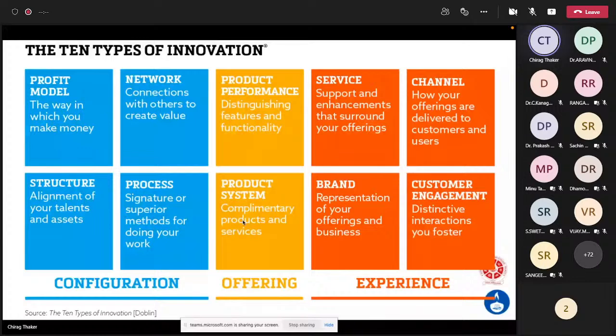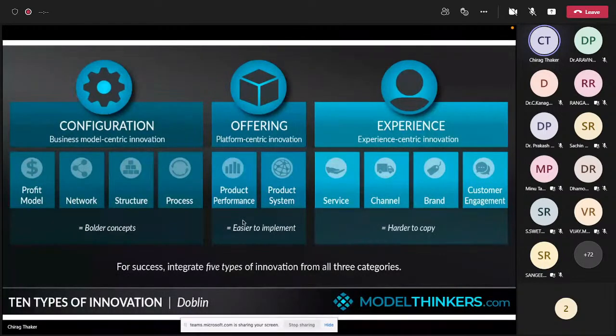So these are the 3 main types of innovations: configuration, offering, and experience. There are 3 categories. Configuration: profit model, network, structure, and process. It is all about bolder concepts. Product performance and product system are easier to implement, and focus on platform-centric innovation. Experience-centric innovation is service, channel, brand, and customer engagement. I give you the example. Service: Ola or Uber; channel: Amazon or others; brand: Apple is a brand; customer engagement: Facebook, WhatsApp. It is harder to copy. It is experience-centric innovation. It is very hard to copy.